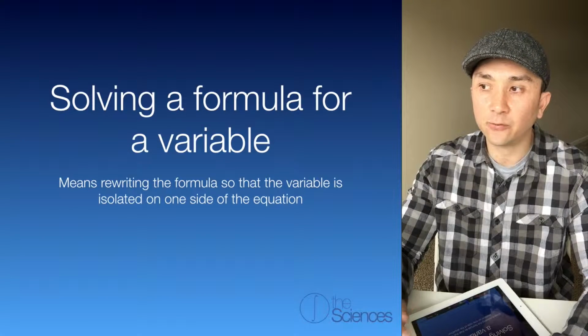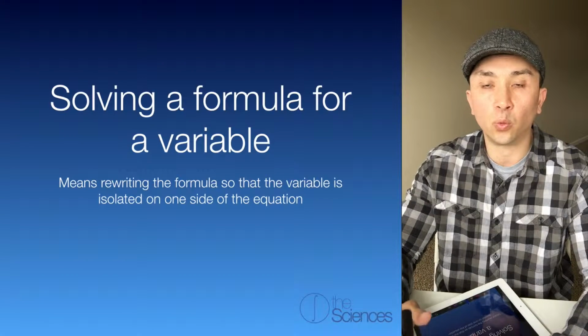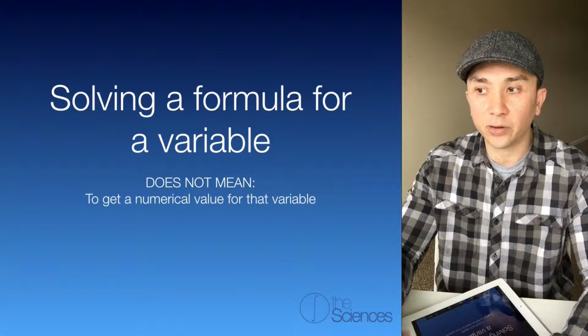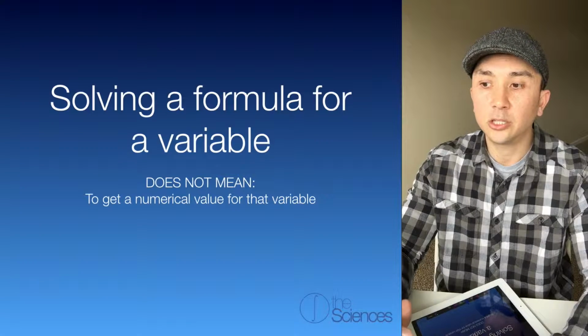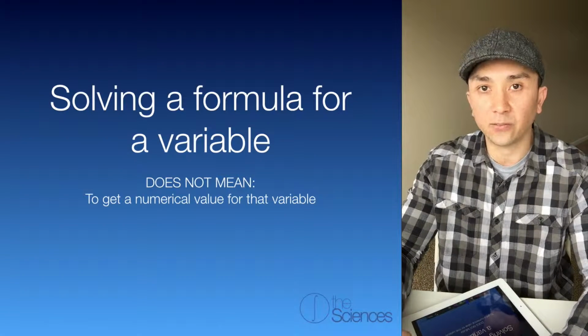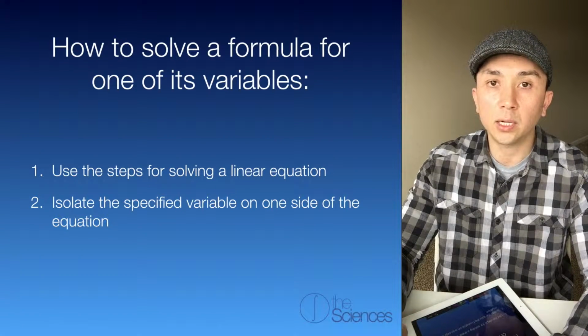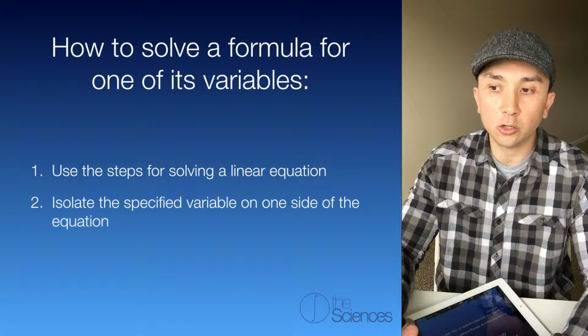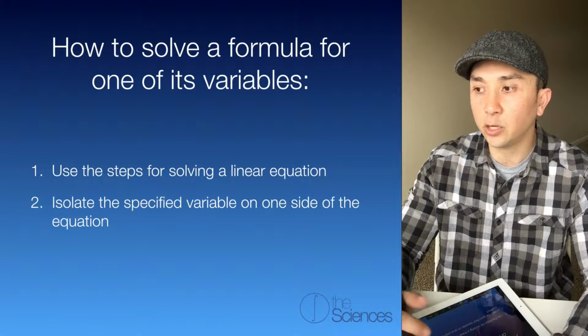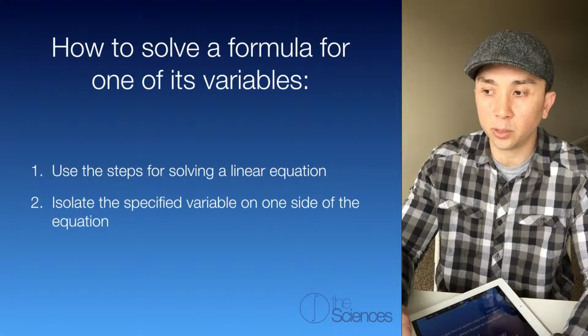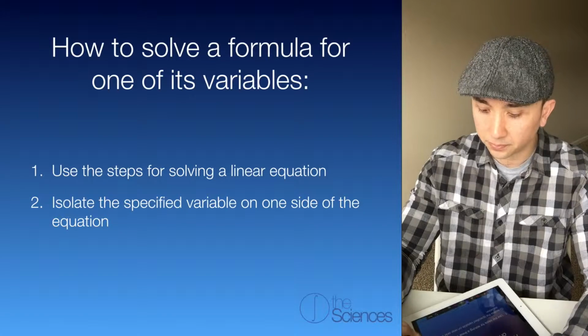So solving a formula for a variable means rewriting the formula so that the variable is isolated on one side of the equation. Solving a formula for a variable does not mean to get a numerical value for that variable. So here's how to solve a formula for one of its variables. You're going to use the steps for solving a linear equation, and then you're going to isolate the specified variable on one side of the equation.